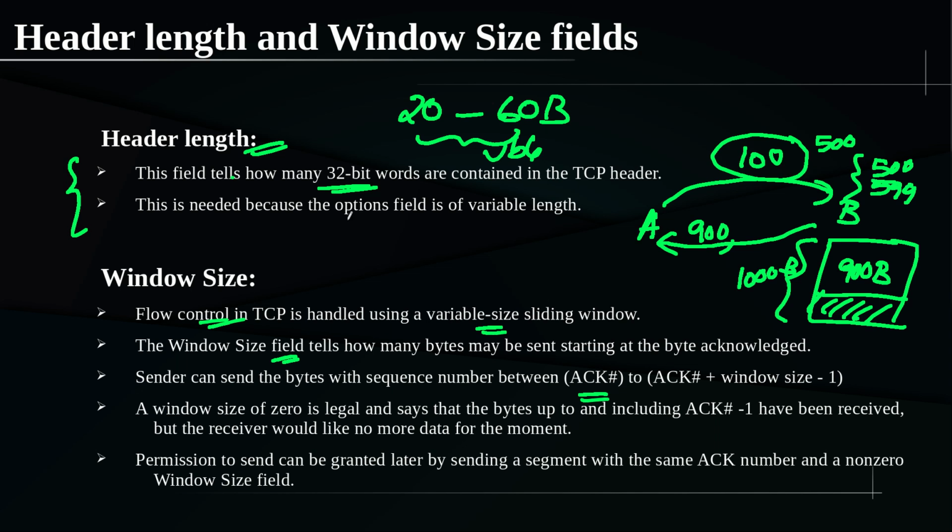So at the reply communication, this acknowledgement number will be given a value 600. What does it mean to A? B is telling A that the next sequence number I am expecting is 600, because I already received a sequence number, say 500 to 599.